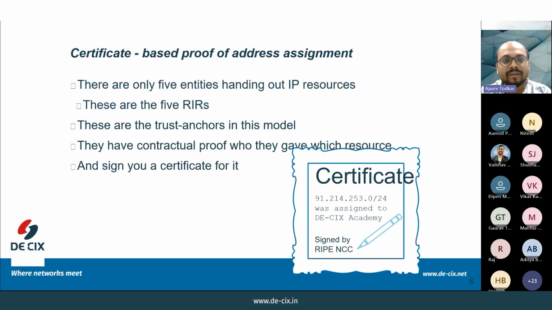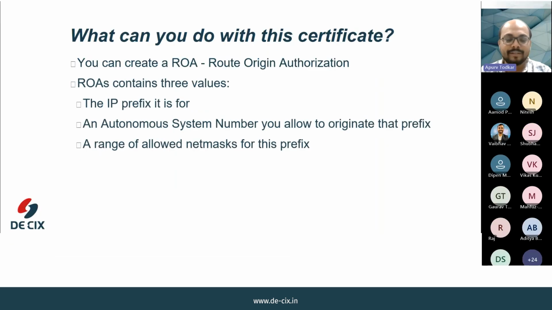So in this case, when RIPE NCC assigns a prefix, like in the example 91.214.253.0/24, to an entity like us, DE-CIX Academy, they sign a certificate verifying that this resource belongs to them. So this system ensures that resource ownership is securely verifiable through RPKI trust anchors and simplifies the validation process. So what can you do with this certificate then?